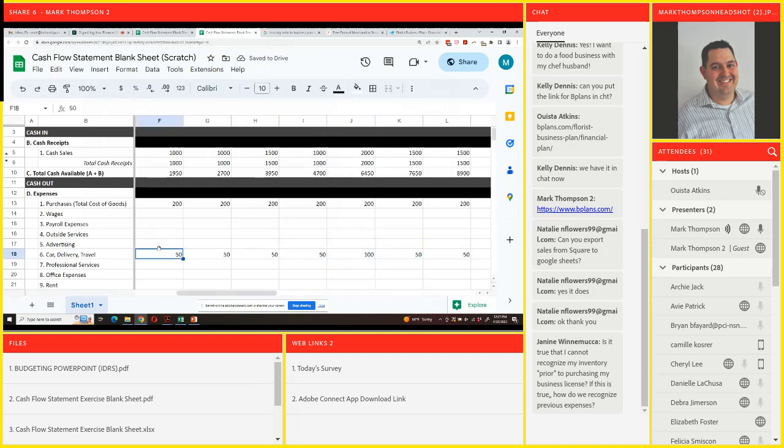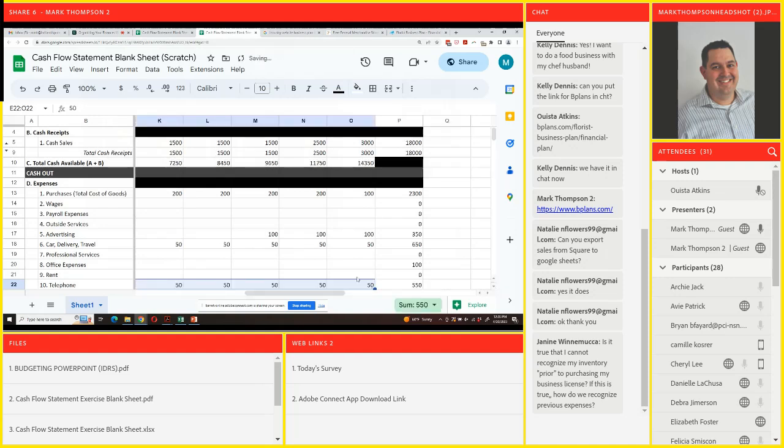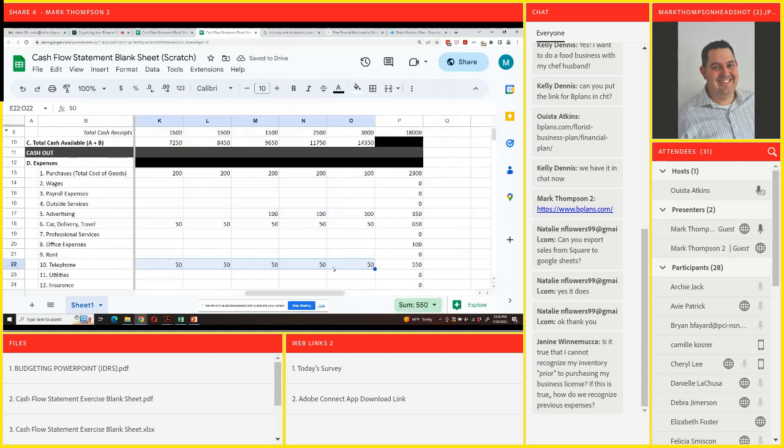And see, I'm just anticipating through the year the different things I'm going to be buying. So I'm going to have some office expenses in here. I have my cell phone that I'm paying out of business, right? So I'm going to put $50 in here and bring that across. Okay, got my phone here.